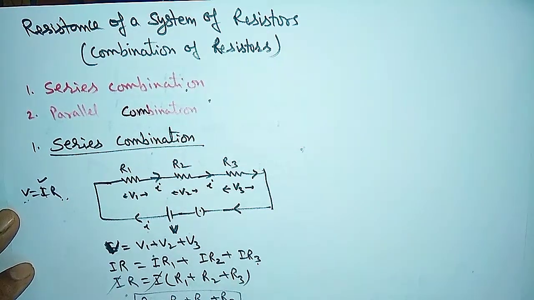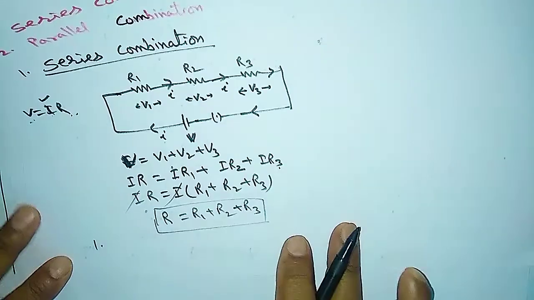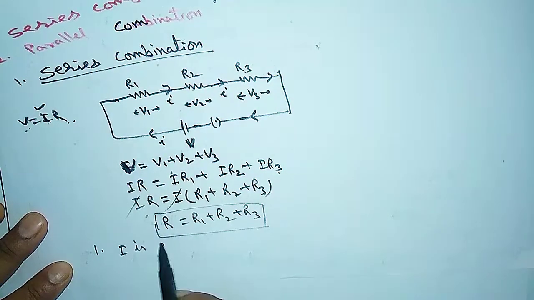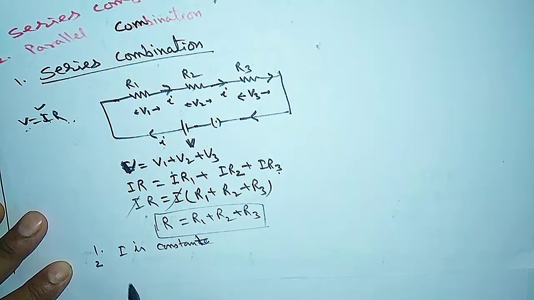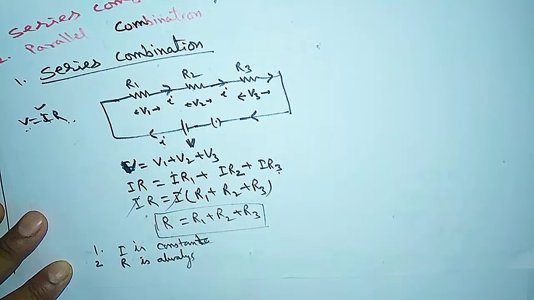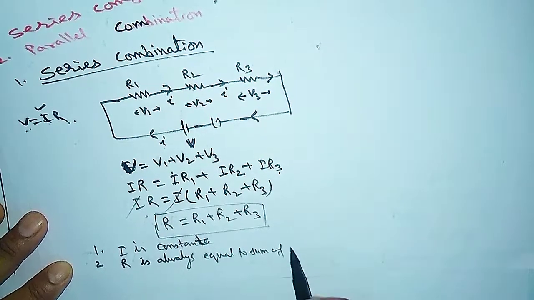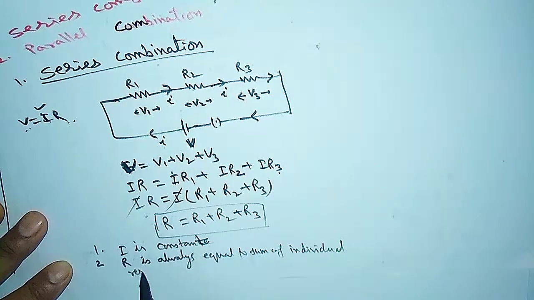So in series combination, remember these points. The first point is that I is constant. The second point is that the resultant R, the equivalent resistance, is always equal to the sum of the individual resistances. Add them all.